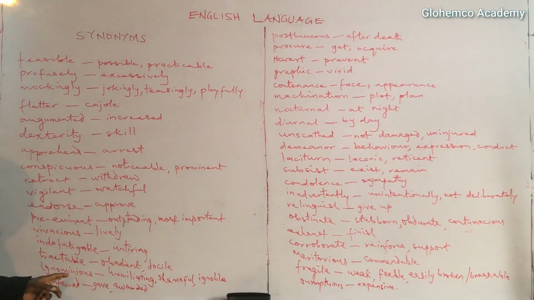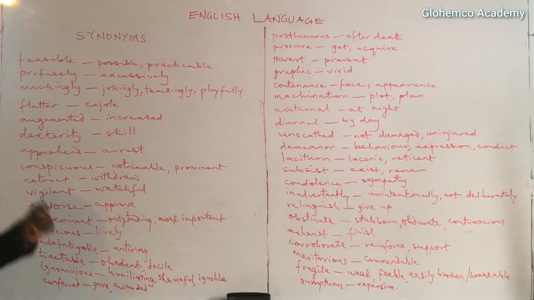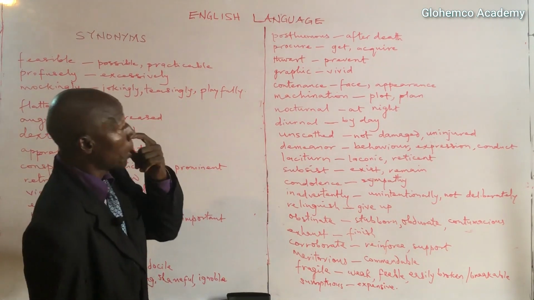Now, the next one is ignominious. To be ignominious means humiliating, shameful, or ignoble. Now, a person can make an ignominious remark, and so on and so forth. Then we have conferred: gave, awarded. The authority conferred on me, that is, the authority given you, the authority awarded you to act in a particular capacity.